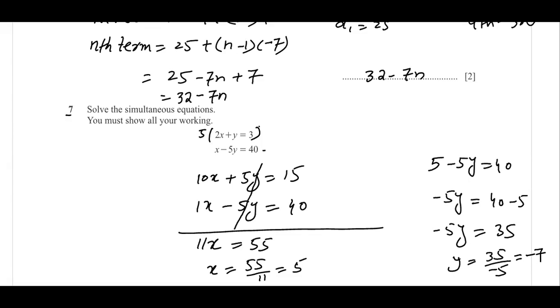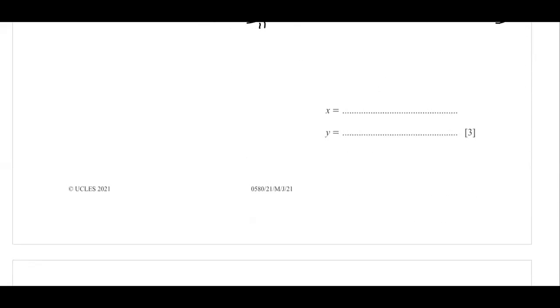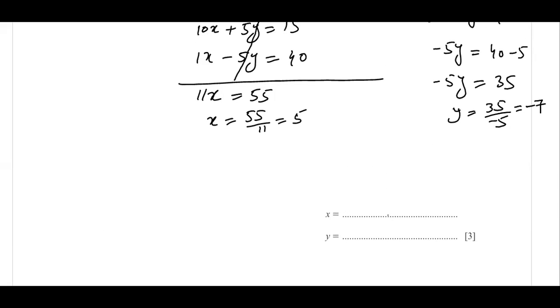For simultaneous equations, the complete videos are there already. So write finally the values of x and y here. x is 5 and y is minus 7.